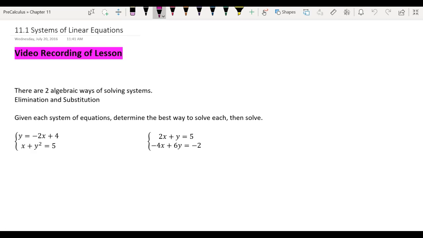This first one is an example of when substitution is best. The reason is that you have a y equals already. If you have a y equals, you're going to take what y equals and plug it in for y in the other equation. So you get x plus negative 2x plus 4 squared equals 5. This is the substitution method. You are plugging in one variable, and then you're going to simplify it.